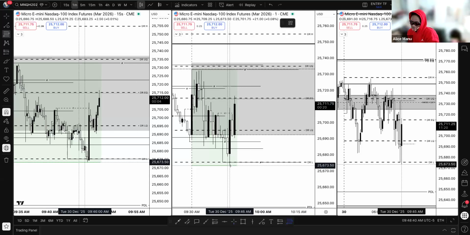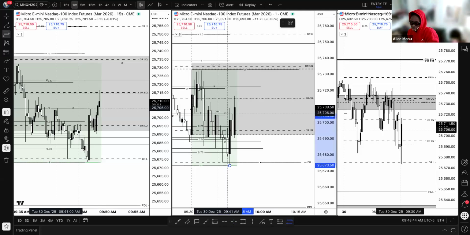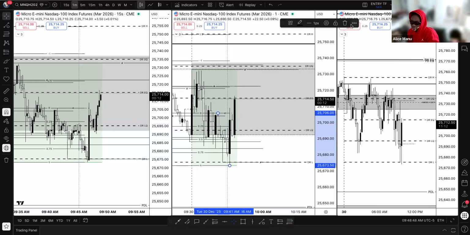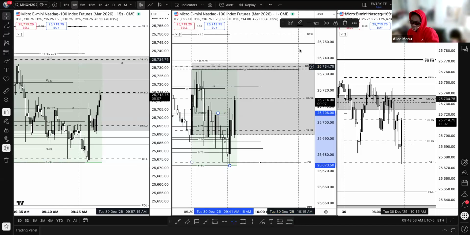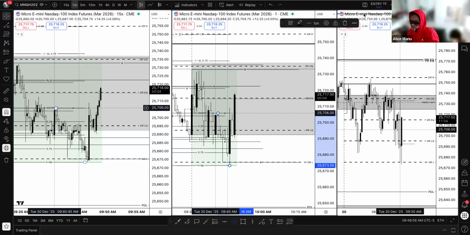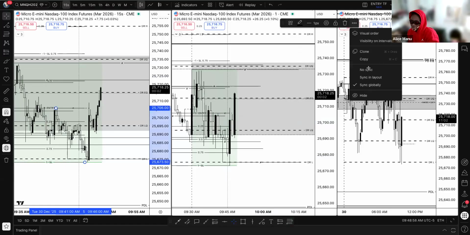Let's track this. This is the low, the high that we're framing our risk on. Let's watch it on the 15 seconds. I'm going to keep 1 minute as clean as we can.